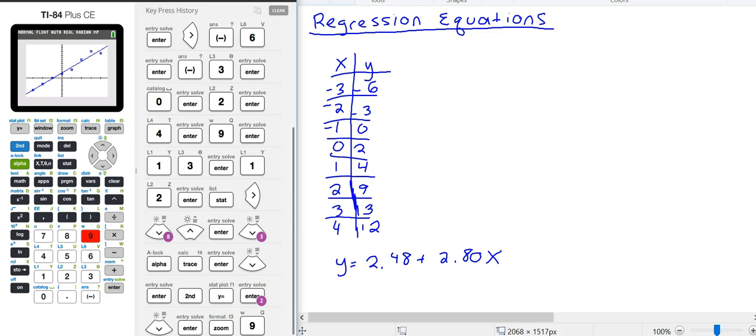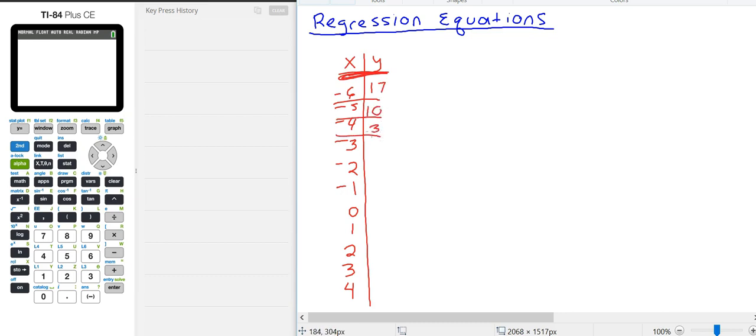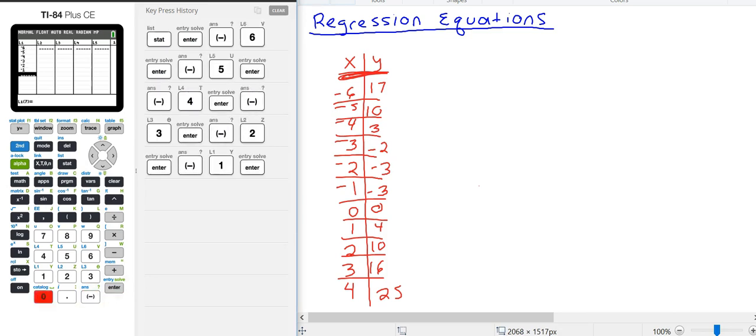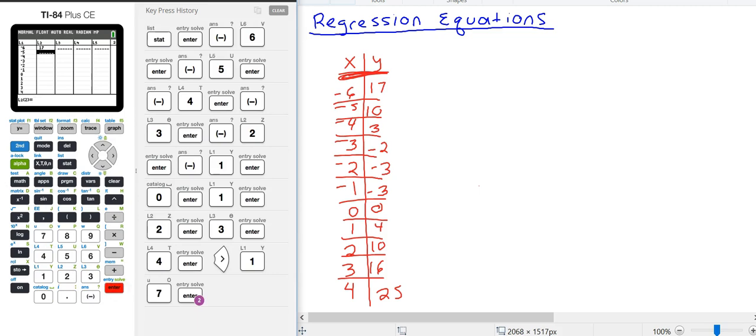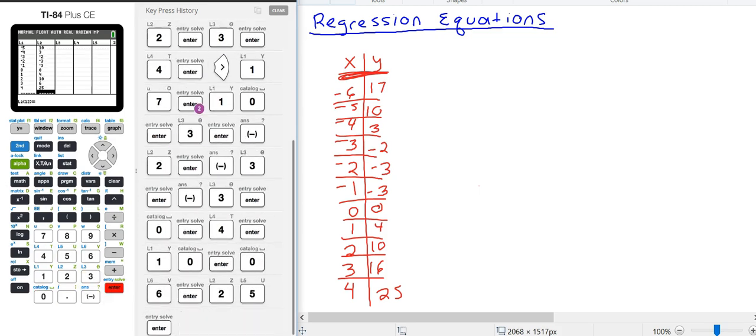Let's try a quadratic regression now. Let's say we're given a table of values. To graph these points, we're going to press Stat, Enter over Edit, and we're going to type the x values into L1 and the y values into L2. Let's first look at how these points look, and then we'll calculate the regression equation.